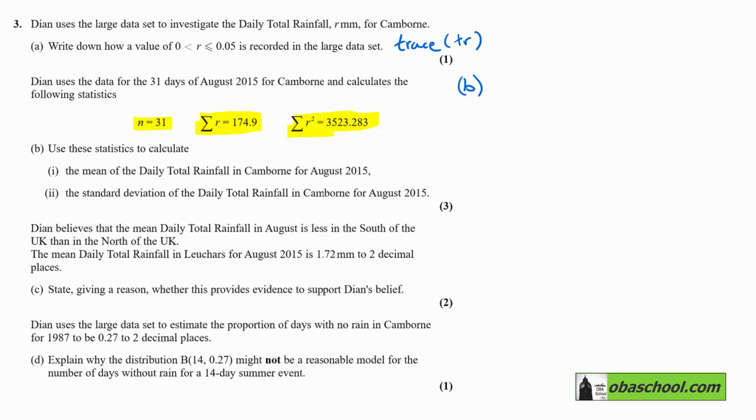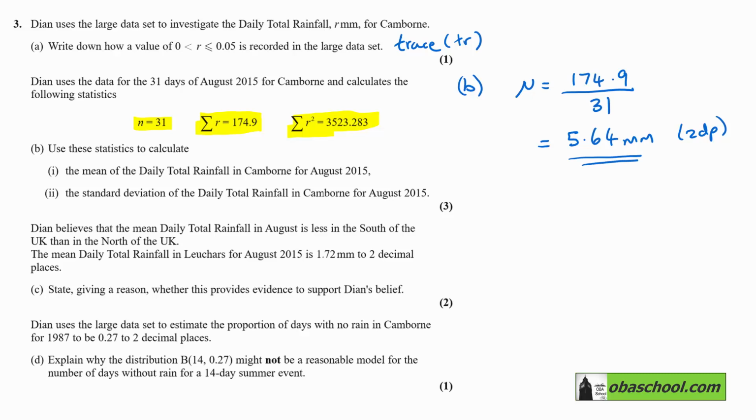In part B, we want to use the statistics to calculate the mean of the daily total rainfall in Camborne for August 2015. So the mean is going to be 174.9 divided by 31. So that's just the sum of the data divided by the number of pieces of data, which is 5.64 millimeters. That's correct to 2 decimal places.